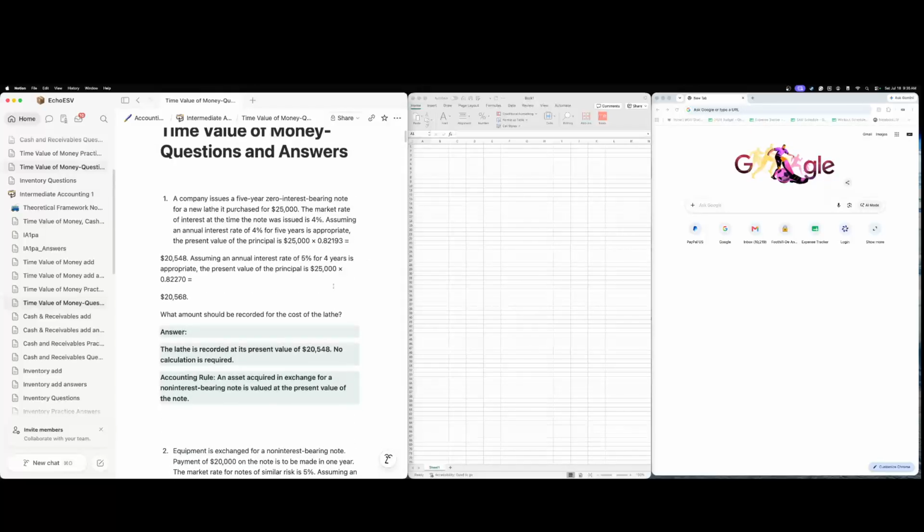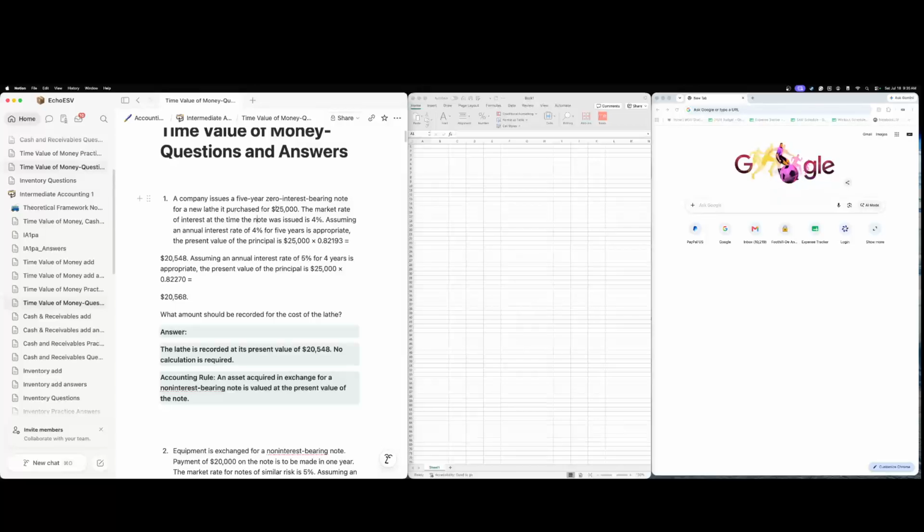So let's just run through this real quick. If you guys have any questions about time value of money, you guys can look it up. So then a company issues a 5-year zero interest bearing bond, 5-year zero interest.